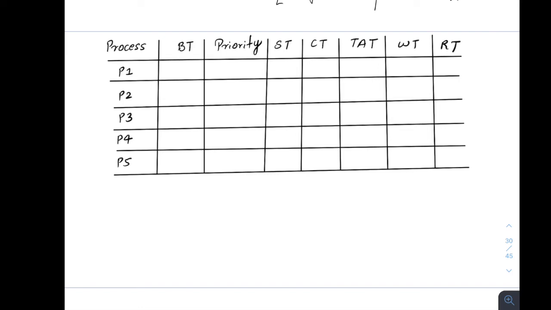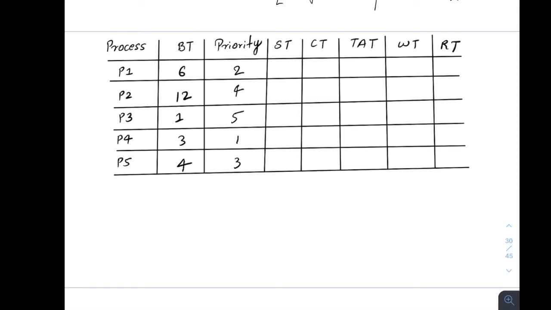So the burst times here are 6, 12, 1, 3, 4. The priorities are 2, 4, 5, 1, 3. I will send you the link from where I am solving this problem. You can solve a lot more problems from there. So let's try to solve this and draw the Gantt chart.